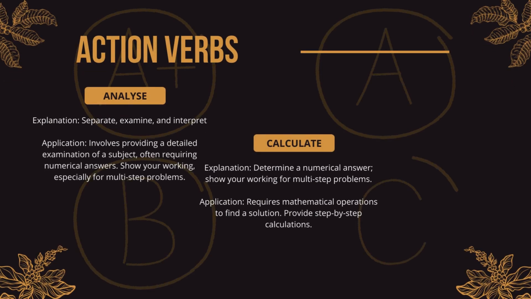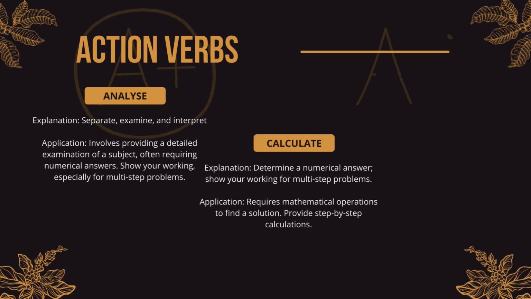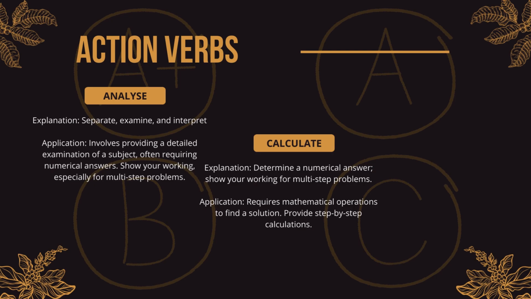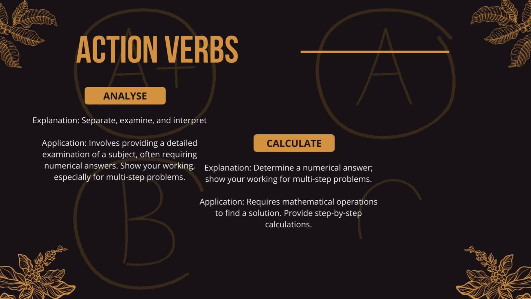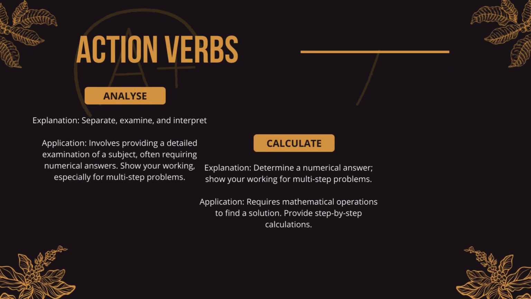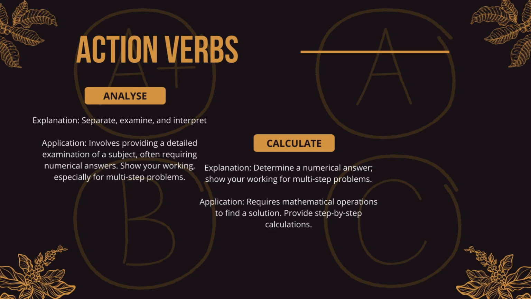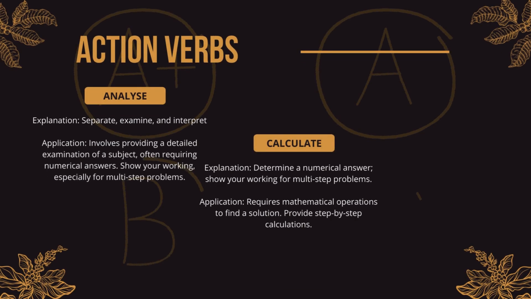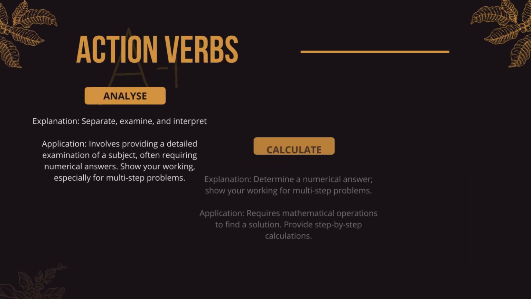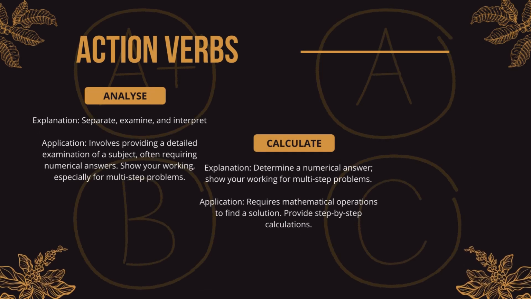Then if you are asked to calculate, you have to provide or determine a numerical answer, right? You have to show your answer by solving the problem in a multiple step way, or method. So this basically requires mathematical operations to find a solution. So you have to provide a step-by-step calculation. Now you will notice that with this step-by-step calculation, each step will have its own mark. And guys, in agricultural sciences, we calculate, we calculate.